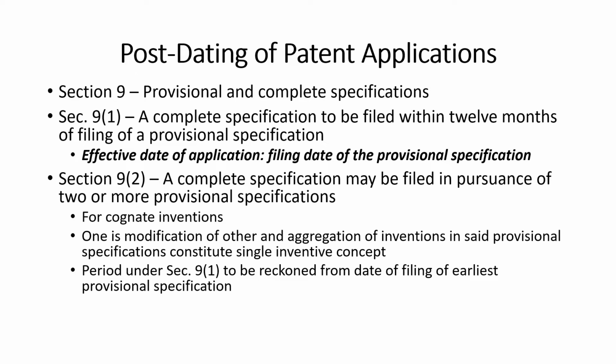So suppose you have filed a provisional application today and you file a provisional application tomorrow, and you are deriving a complete specification out of these two. Your priority date, or the effective filing date of the complete specification, would be the date of the first provisional application, which is today.